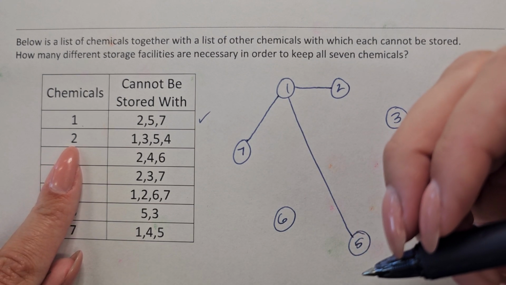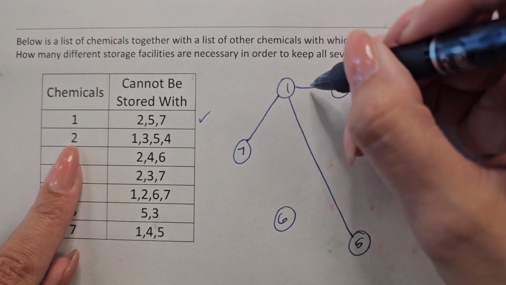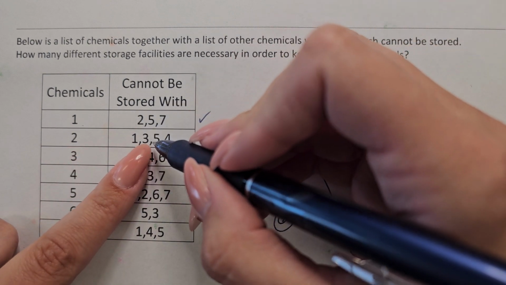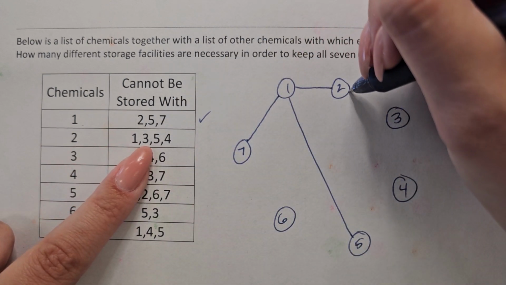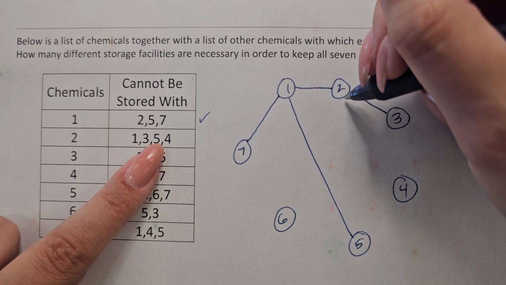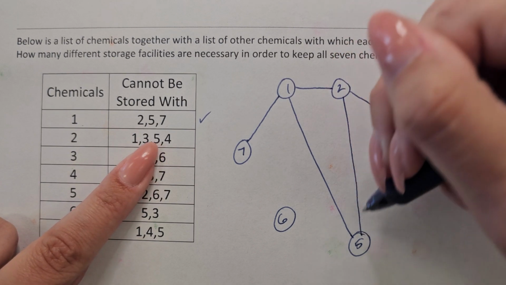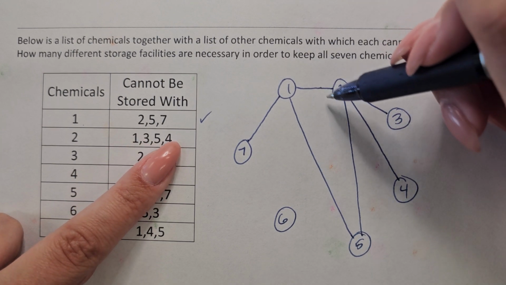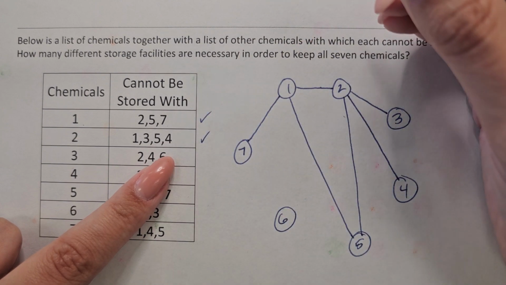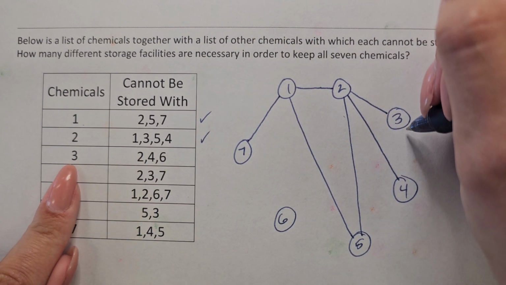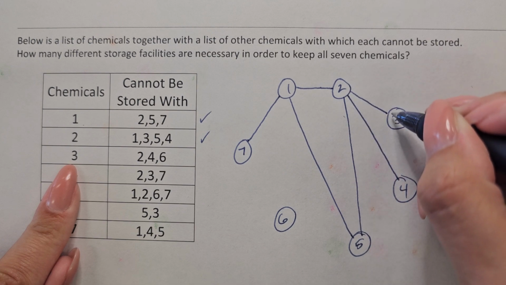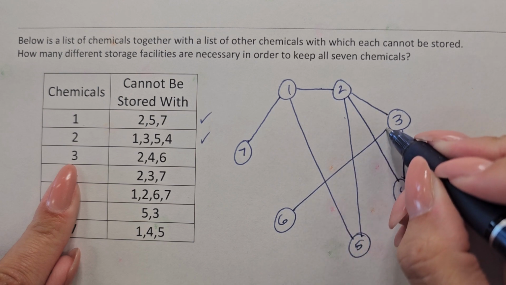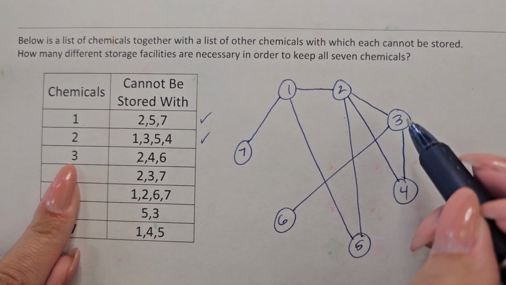Now, as I look here at number 2, 1 and 2 cannot be connected, and I've already taken care of that one. So let's go to the next one. 2 and 3 cannot go together. 2 and 5 cannot be stored together, and 2 and 4. So we should have 1, 2, 3, 4. That one's done. And then chemical number 3 cannot be stored with 2, already made that connection. Also cannot be stored with 4 or 6. So 3 should have 1, 2, 3 connections.